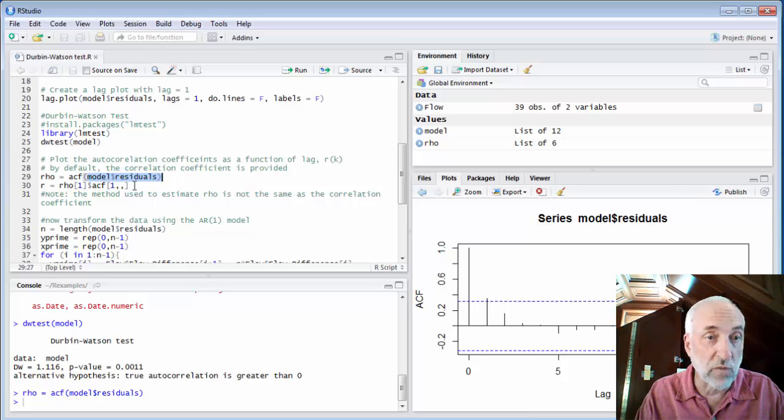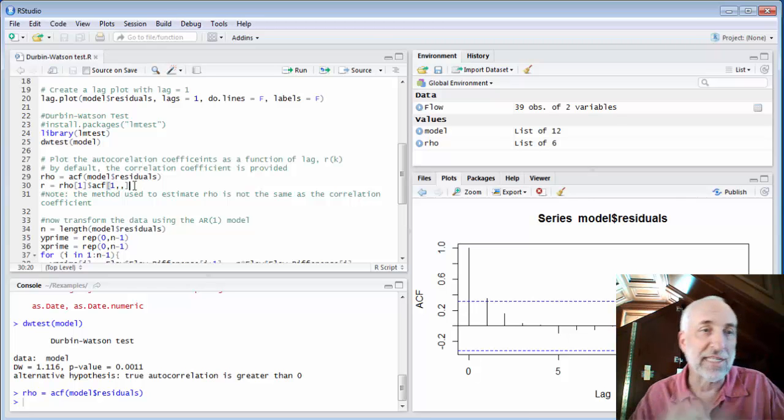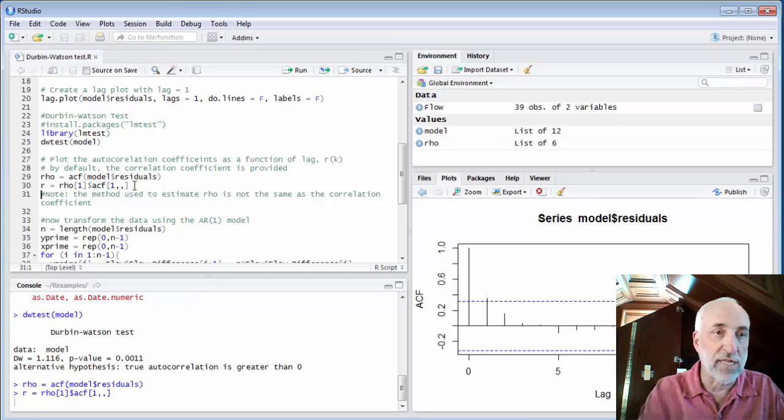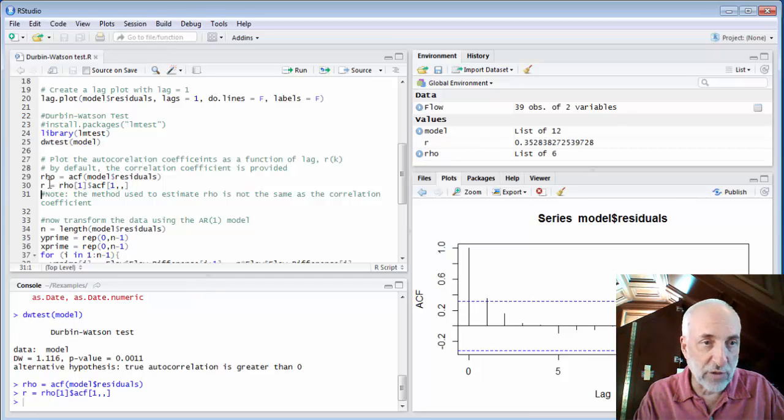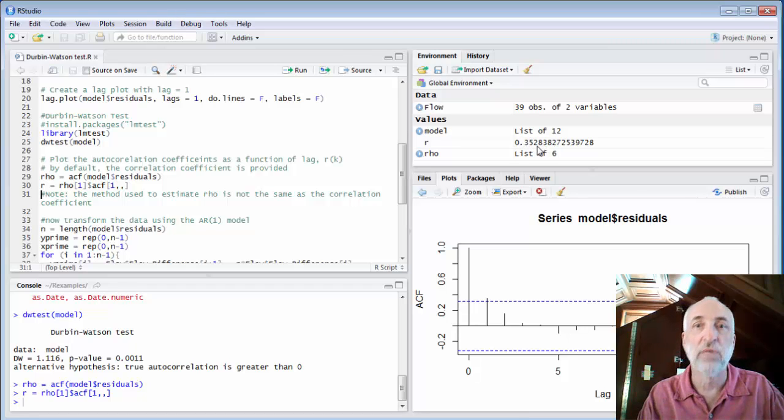What rho value is it? Well, I can pull it out with this command. You have to go in and see exactly what the format of the output of this ACF function is, and if you do that, you'll find that this is how we'd extract the autocorrelation at lag 1. And I get a 0.53 number, and that's the estimate that this algorithm provides for the correlation at lag 1.